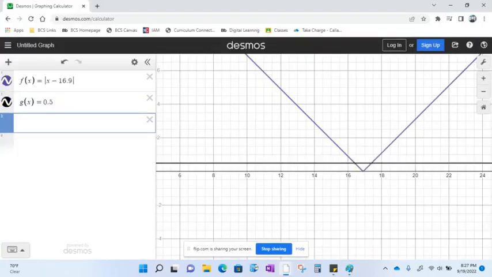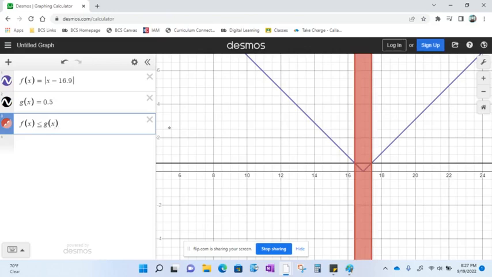With this, we can also do f of x is less than or equal to g of x. This highlights the parts where we got our solution. This would be our domain in this equation.